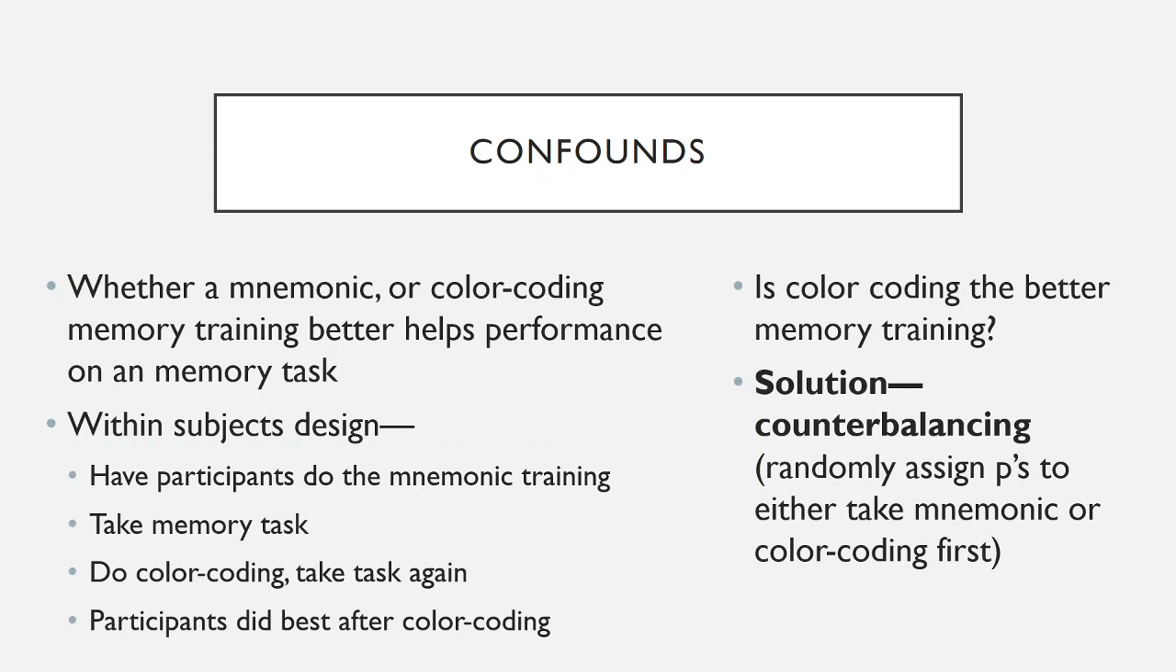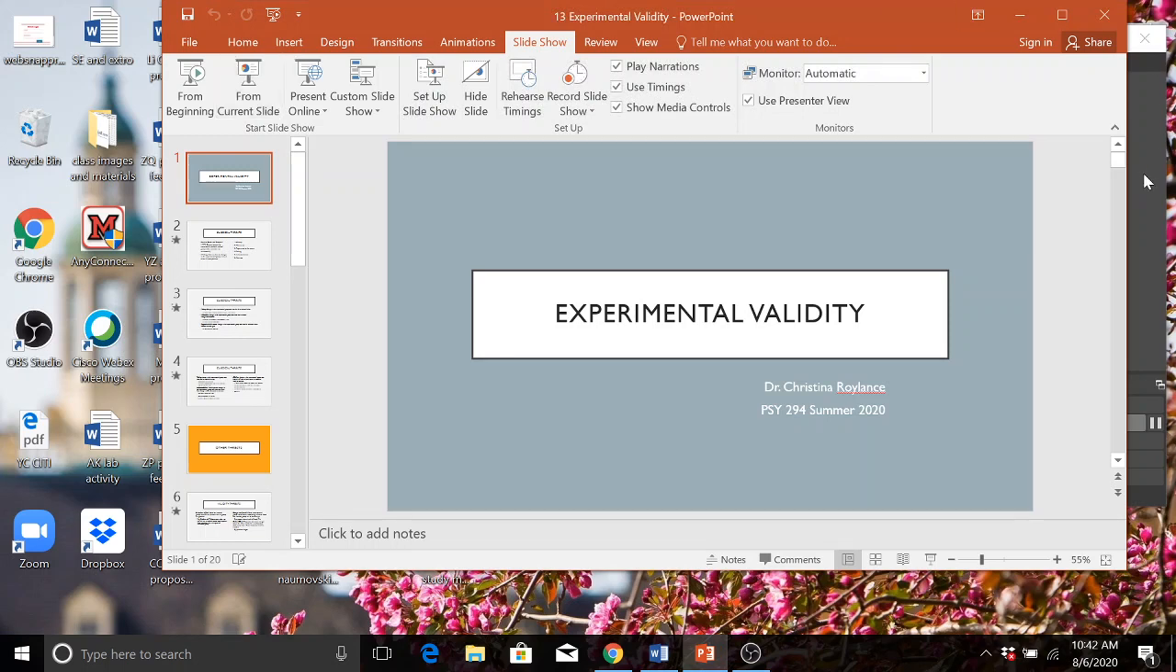Another option is to just go between subjects. That eliminates the potential for order effects because participants are only taking one level of the independent variable. So for any experimental confound, there should be a way to either take into account the potential confound or to design a better experiment to reduce or eliminate its effect. So that'll do it for this talk on experimental validity.